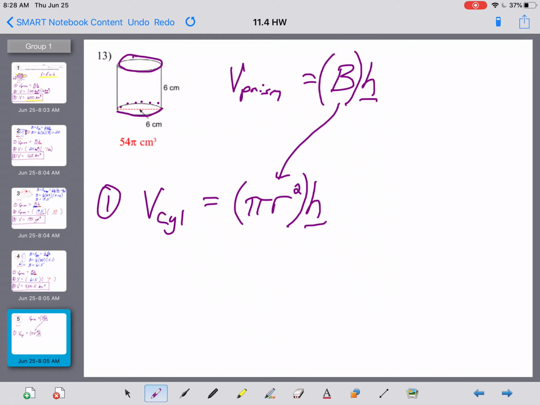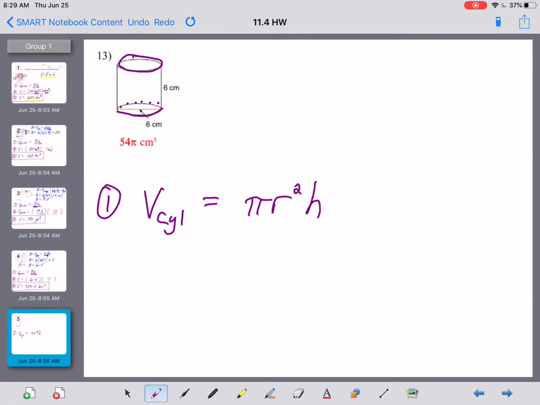The capital B means area of the base, and the base in any cylinder is always a circle, and the formula for area of a circle is always pi r squared. So even though these formulas look different, they're really the exact same formula here. All right, let me get rid of some junk here we don't need, and let's get working on this. Okay, step 2, volume of a cylinder is equal to pi times, we need our radius squared, and we need to multiply that by our height.